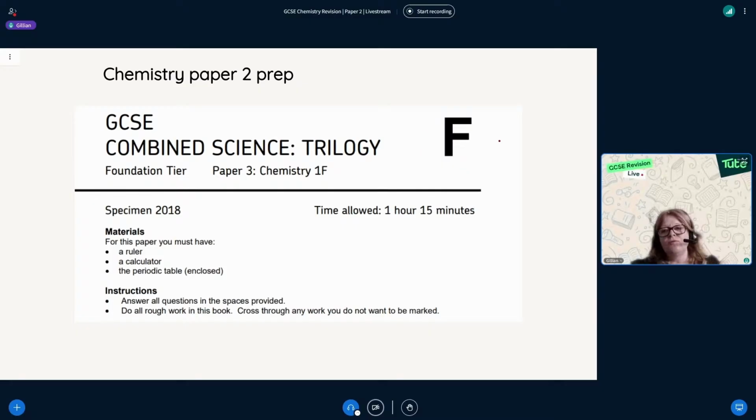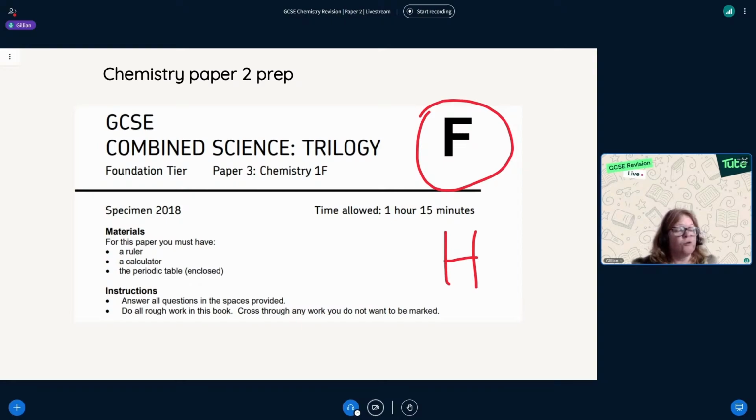Please, please make sure you have got the right tier. F for foundation tier, H for higher tier. If you're not sure, or you've got the incorrect paper, pop your hand up and get the attention of one of the invigilators. They are there to help and support you.